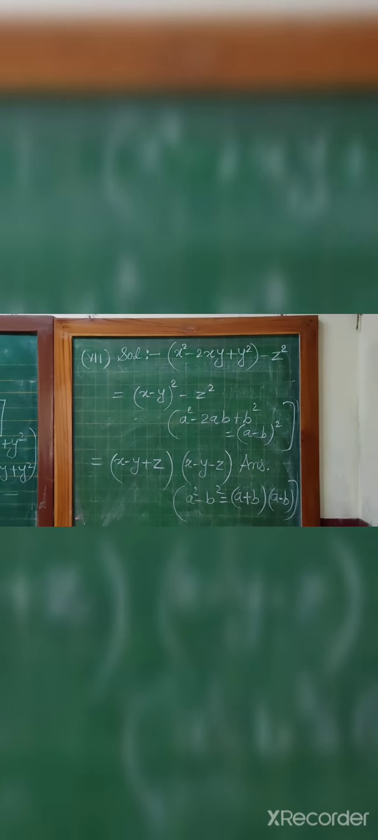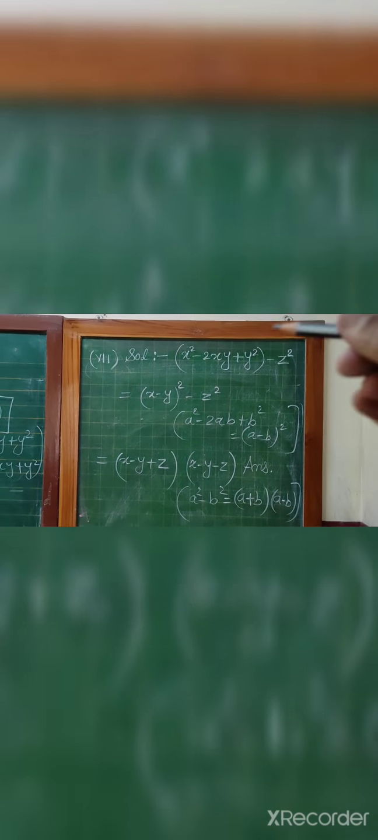Now next is x square minus 2xy plus y square minus z square. You can see the formula a square minus 2ab plus b square, that means a minus b whole square. So directly I have written here x minus y whole square minus z square. So a square minus b square, a plus b, a minus b. So it is x minus y plus z, x minus y minus z. You can see here. Okay.